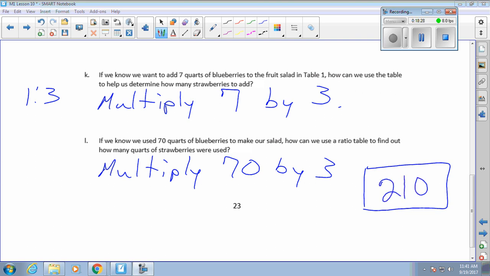Up here, if we had 7 quarts of blueberries, how many quarts of strawberries would there have been? On the count of 3. Ready? 1, 2, 3. 21. All right. There we go.